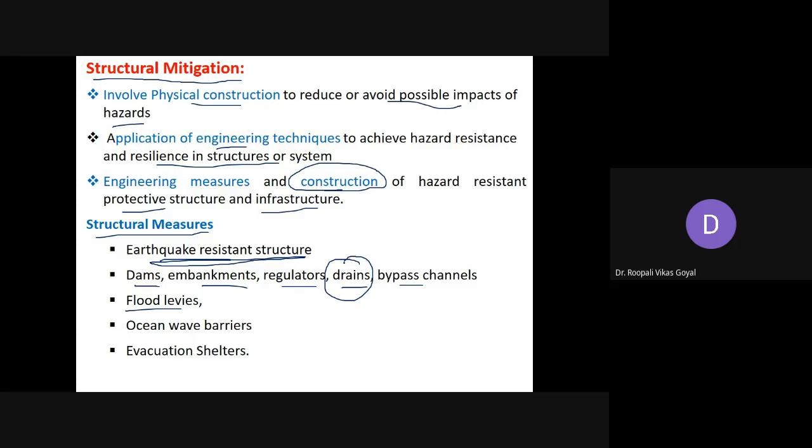Then ocean wave barriers. These are important for coastal regions, whenever there are chances of a tsunami or cyclone, etc. Construction barriers created all along the sea will take care of that coastal region. Then evacuation shelters are needed for the recovery part. So these are the measures related to the construction aspect. That's why they are called structural measures or structural mitigation.